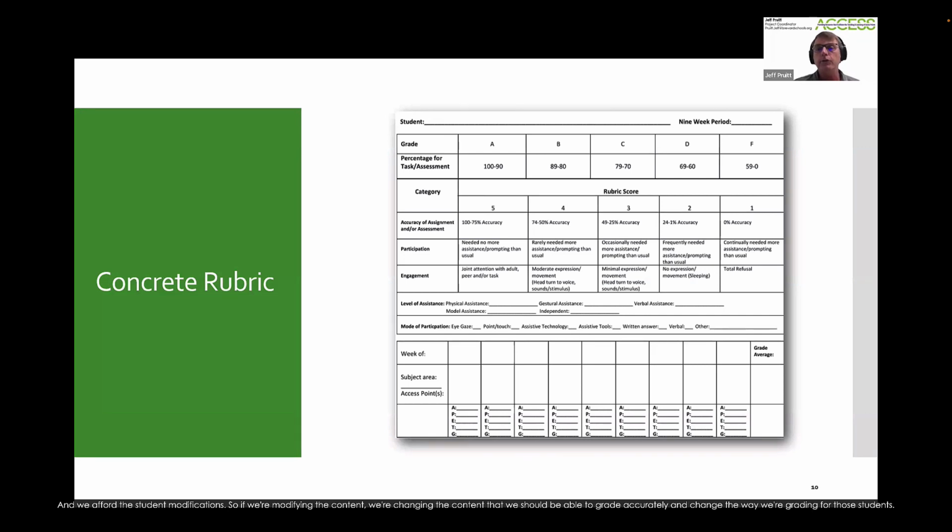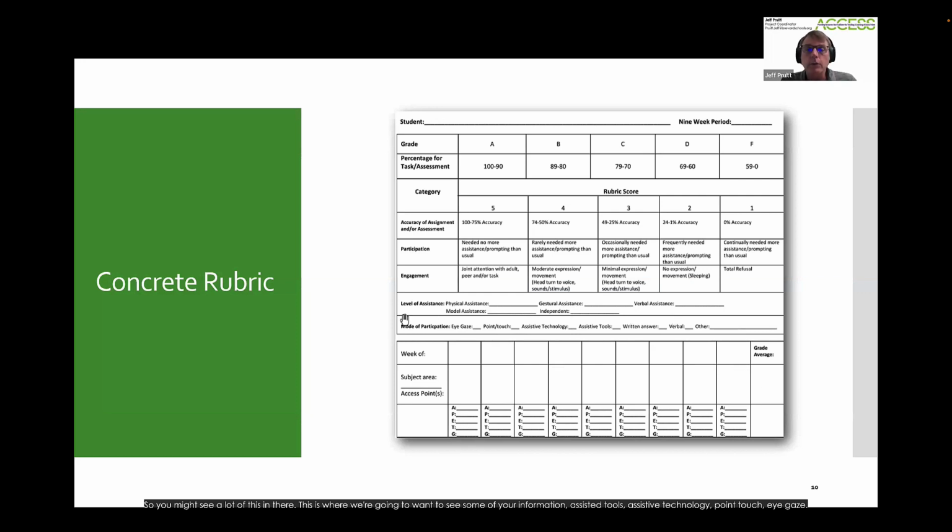And we afford the student modifications. So if we're modifying the content, we're changing the content, then we should be able to grade accurately and change the way we're grading for those students. So this is a great way to use a concrete rubric. There are 9 sections down here at the bottom that can correlate if you choose to use these for 9 weeks. So you might see a lot of this in there.